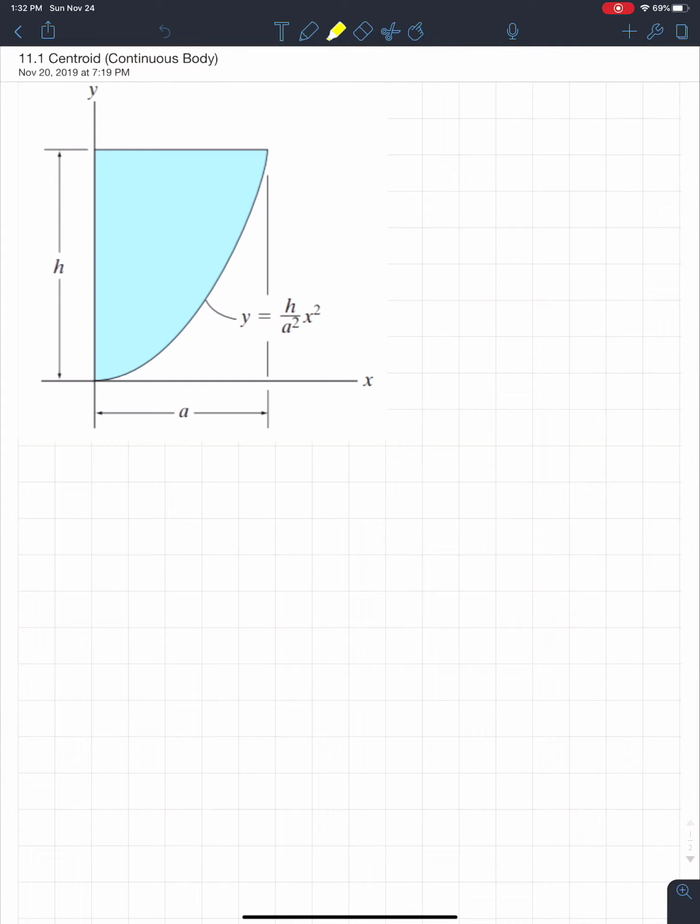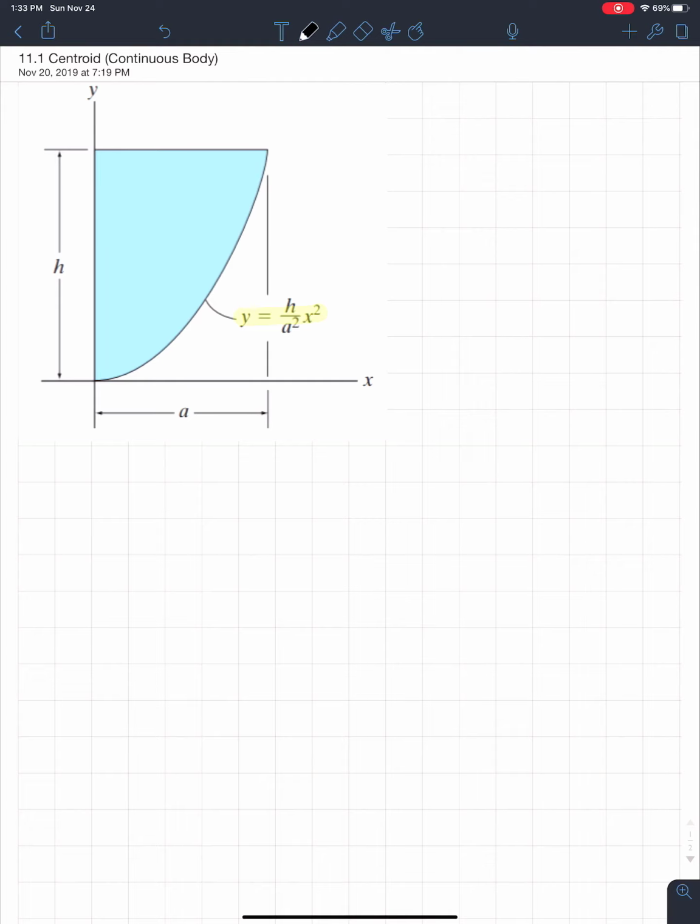All right, so I think I've talked long enough. Let's jump into centroids specifically for a continuous body. Alrighty, so looking at this example, as you guys will see, there's no text, but all we want to do is find the centroid of this shape. And the shape is defined by y equals h over a squared times x squared. So we're given a function, and this is how you know you're going to have to use 1 or 2 centroid formulas. So before we get into that, let's just discuss the 2 centroid formulas.